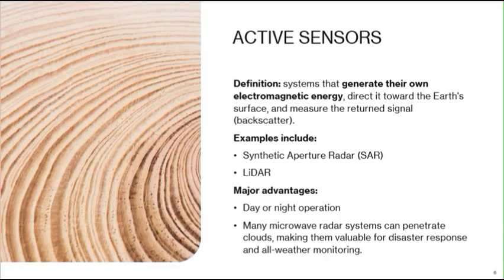One important point to remember is that active sensors do not measure color like optical satellites. Instead, they measure how the transmitted energy interacts with the Earth's surface. So because different materials reflect radar or laser energy differently, active sensors can reveal information that may not be visible in traditional optical imagery.